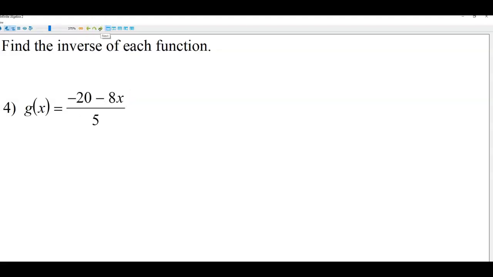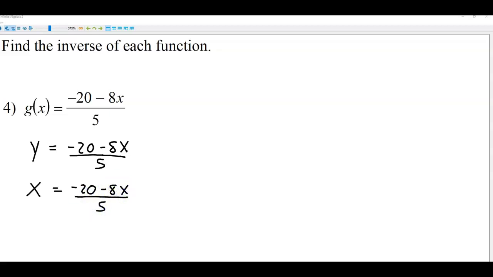Let's take a look at another one. Here's another way the problem can be written or given to you. So with these ones, once again, first step is to replace the g or f or whatever it is with a y. We still want to flip the x and the y around. Nothing different there. The difference comes here. When you have one big fraction like that, the first thing you want to do is multiply both sides by the denominator, cancel that out.